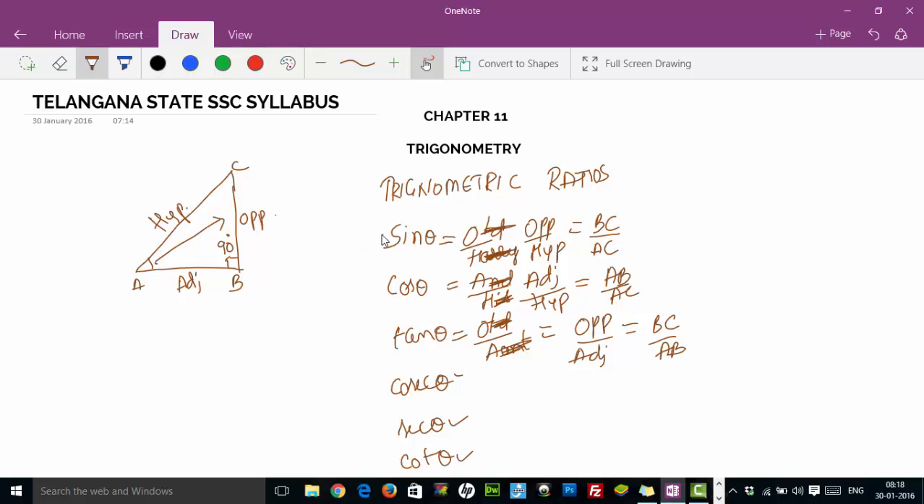Now, let us find out what is cosecant theta, what is secant theta, and what is cot theta. It's very simple, guys. Cosecant theta is reciprocal of sine theta. What is sine theta here? BC by AC. So the reciprocal will be AC by BC. So cosecant theta is AC by BC. Likewise, secant theta is reciprocal of cos theta. Cos theta is AB by AC. So secant theta is AC by AB. And again, cot theta is reciprocal of tan theta. Tan theta is BC by AB. So this should be AB by BC.